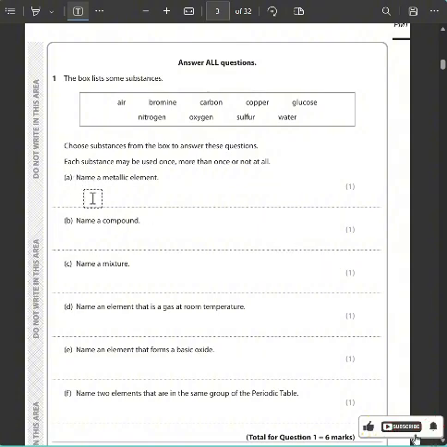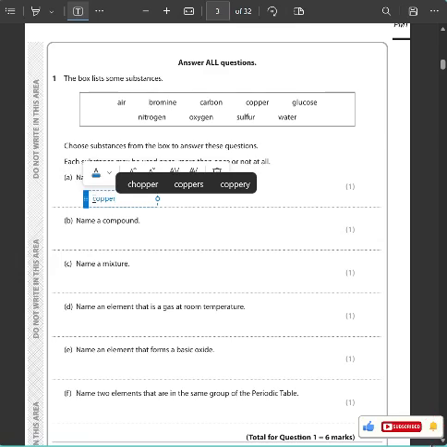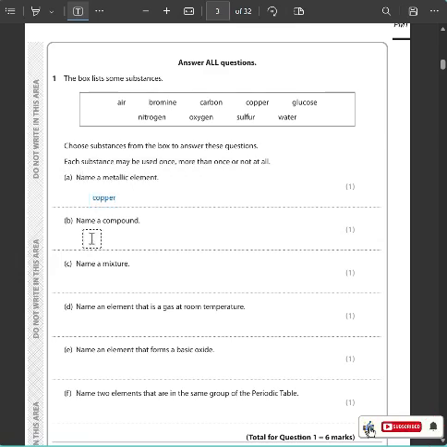There's only one metallic element, and it is copper. The next one: name a compound. Air is not a compound, it's a mixture. Bromine is not, carbon is not, copper is not. Glucose is a compound made of carbon, hydrogen, and oxygen atoms, with the formula C6H12O6. And nitrogen, it's not.